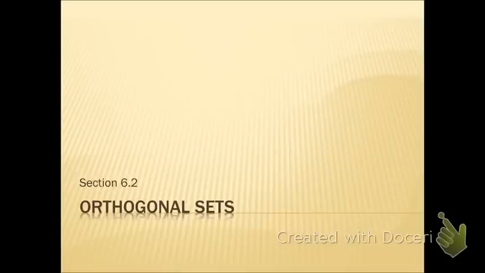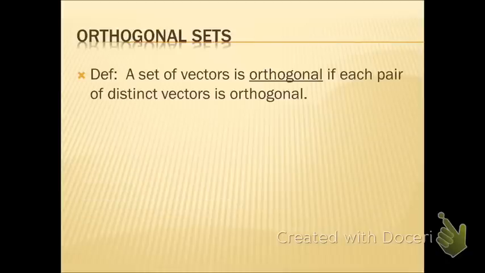In section 6.2, we're going to look at orthogonal sets and orthogonal bases, as well as orthonormal sets and orthonormal matrices. So we say a set of vectors is orthogonal if each pair of distinct vectors is orthogonal.